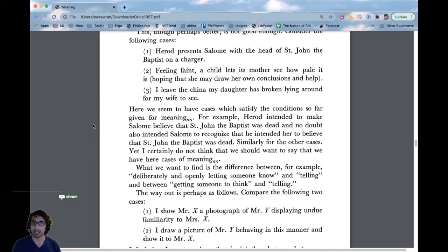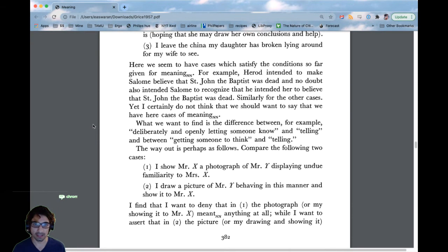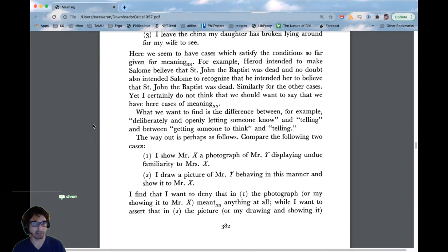So if you come home and you see that the kid's broken something and you leave that out to get your spouse to recognize what the kid's done, you're not telling anything to your spouse. You're not meaning anything to your spouse. This is something else, and Grice wants to say what that difference is. What we want to find is the difference between, for example, deliberately and openly letting someone know and telling, between getting someone to think and telling.